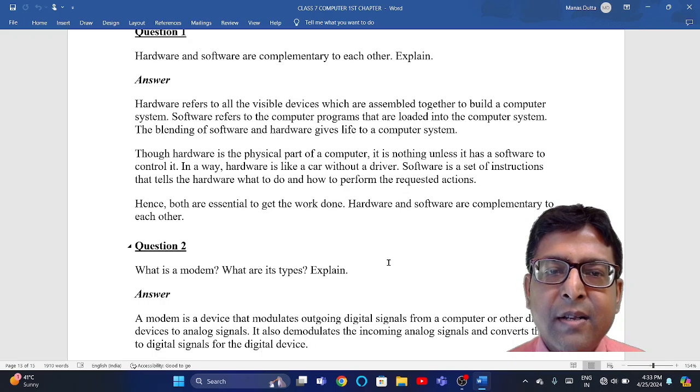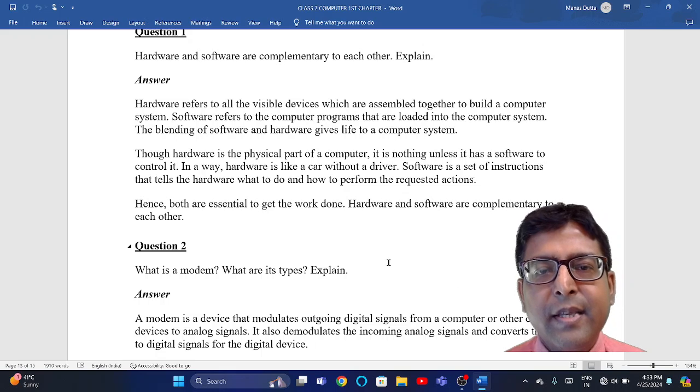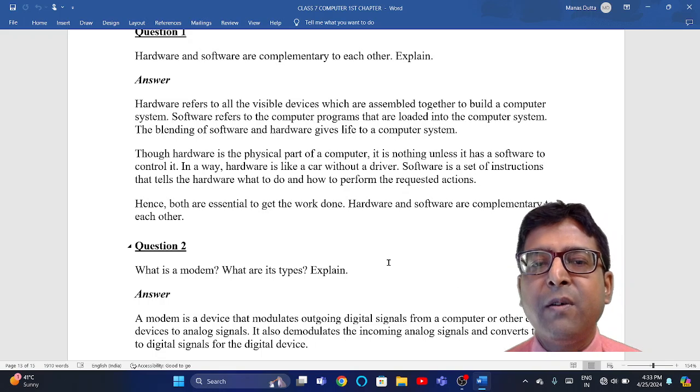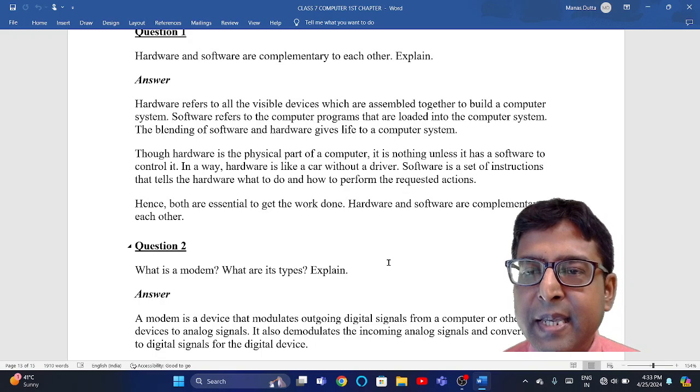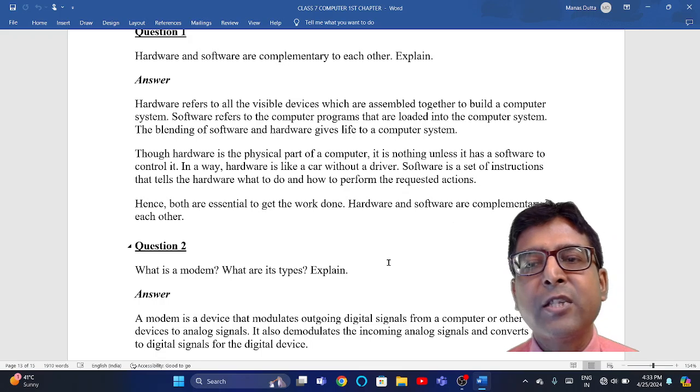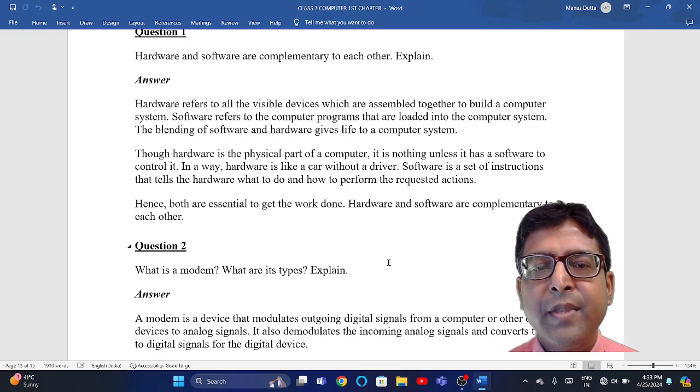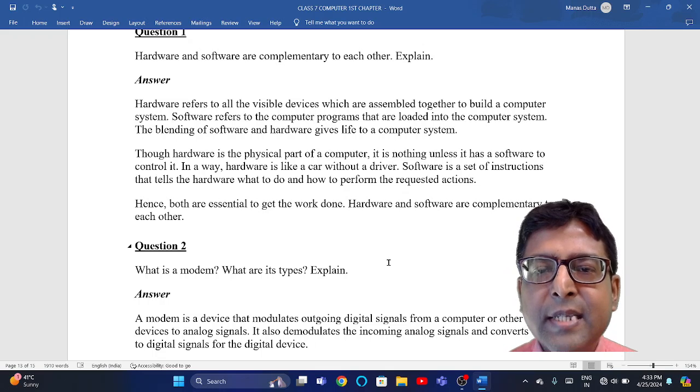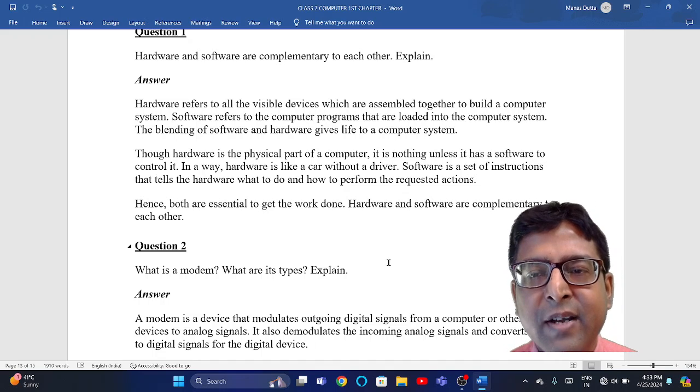True. Hardware is the physical part of a computer. It is nothing unless it has a software to control it. In a way, hardware is like a car without a driver.